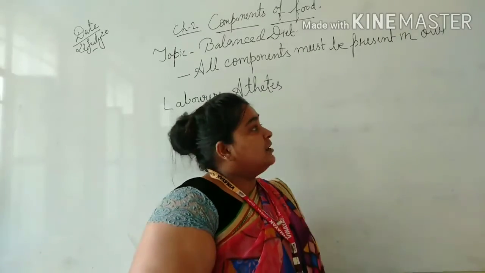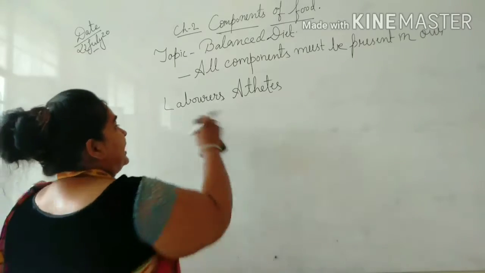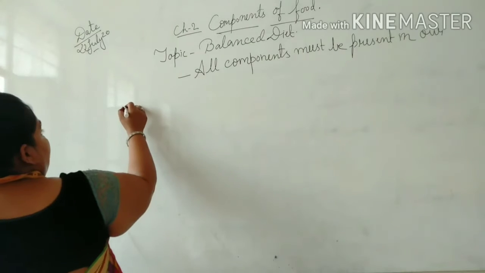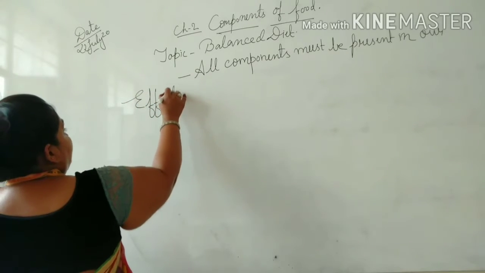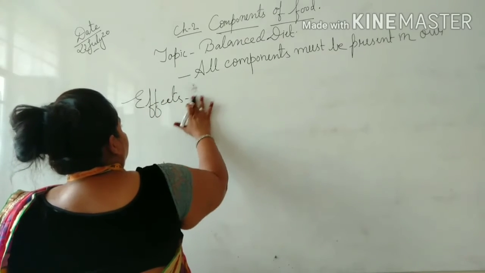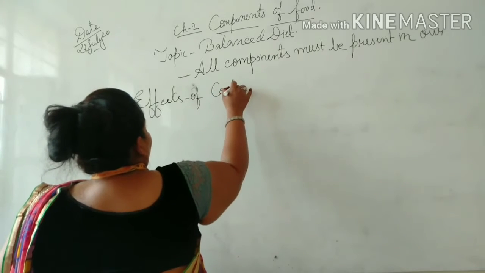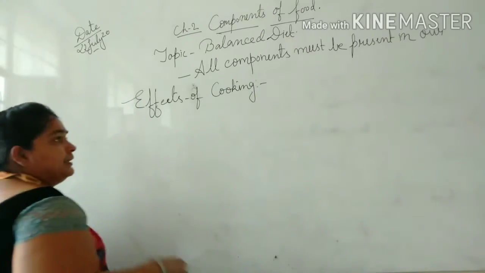Okay, next what comes is the topic: effects. What happens when we are cooking the food? Now we are going to read about the effects. What are the effects of cooking? Why is cooking somehow, we can say, harmful?